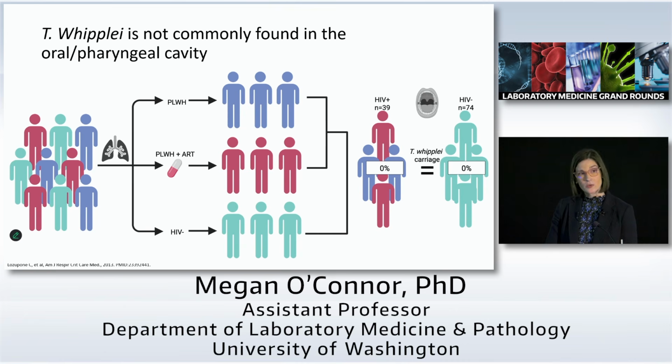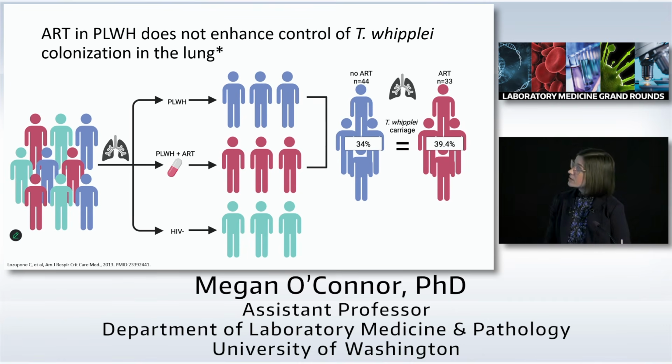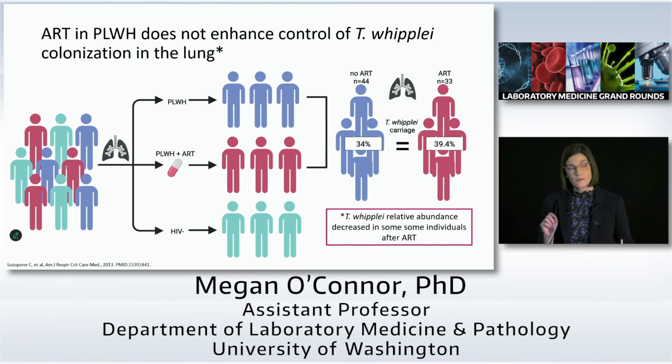They next were looking at, within the group of people living with HIV, whether or not there was any benefit of ART treatment on the carriage of Tropheryma. And they overall found that ART treatment was not able to enhance the control of Tropheryma whipplei colonization within the lung, because overall the carriage was similar between those that were on ART or without ART, although they did note that they were able to follow a few individuals longitudinally before and after their ART treatment, and they did see that in some individuals the relative abundance did go down with ART treatment. So this is overall demonstrating what the Tropheryma infection or colonization looks like within the human lung.